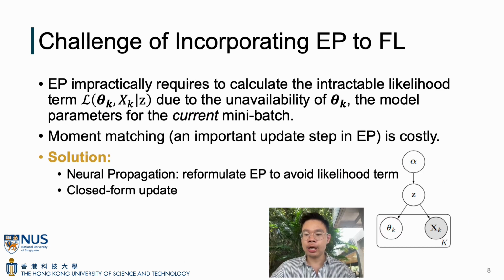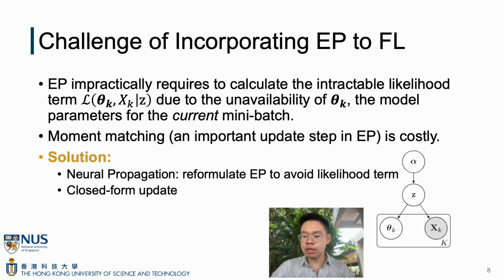We encounter two major challenges when applying EP to federated learning. First, EP requires calculating the likelihood term, but here theta k, which is the model parameters for the current mini-batch, is unavailable during training, as we only have model parameters for the previous mini-batch. Additionally, the moment matching step in EP is computationally expensive, as it requires numerical approximations or sampling.